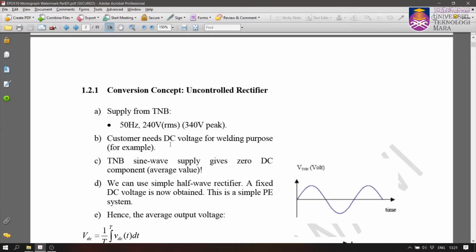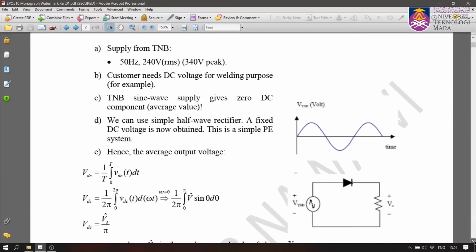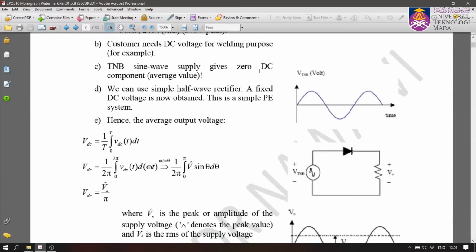But a customer needs, for example, a DC voltage for a welding purpose. So you need to convert that 240 volt RMS with 50 Hz into the DC voltage required by the output. So for TNB, the sine wave supply gives 0 DC component.